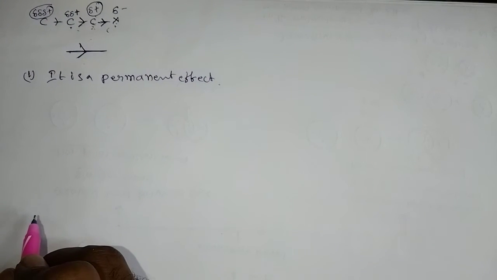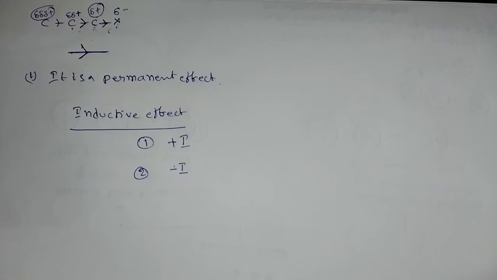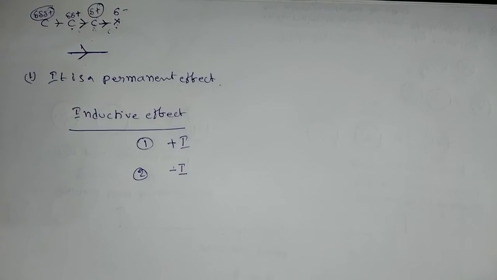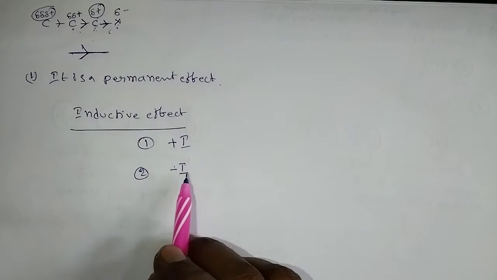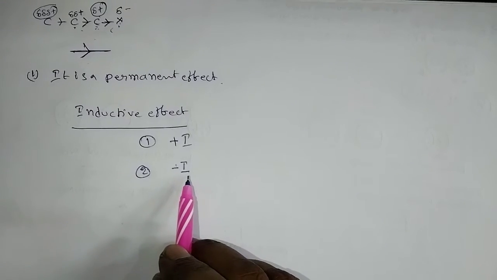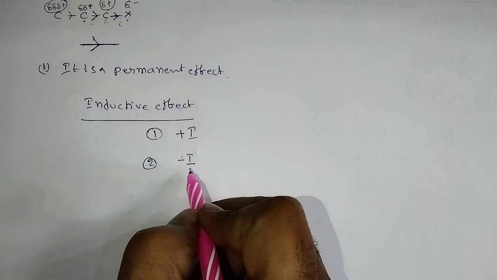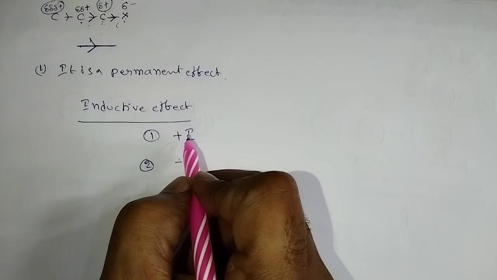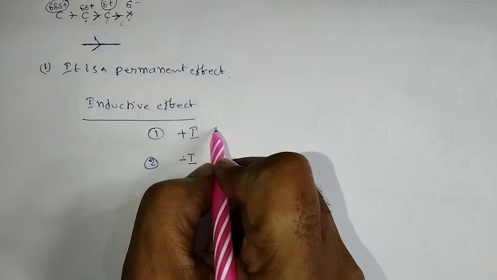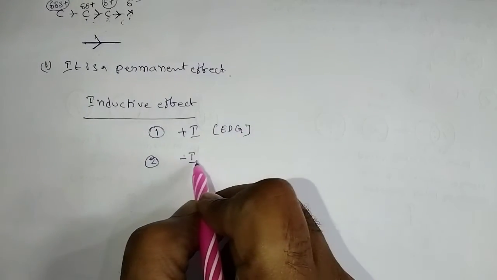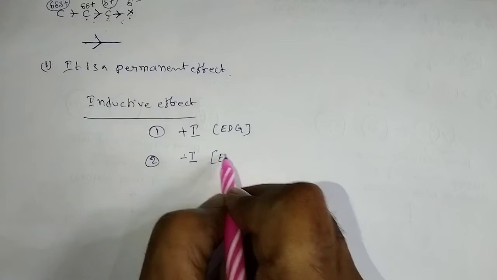This inductive effect is again divided into 2 categories: positive inductive effect and negative inductive effect. Based on their electron withdrawing nature and electron donating nature, the inductive effects are categorized into positive and negative. Positive inductive effect is shown by electron donating groups, and negative inductive effect is shown by electron withdrawing groups.